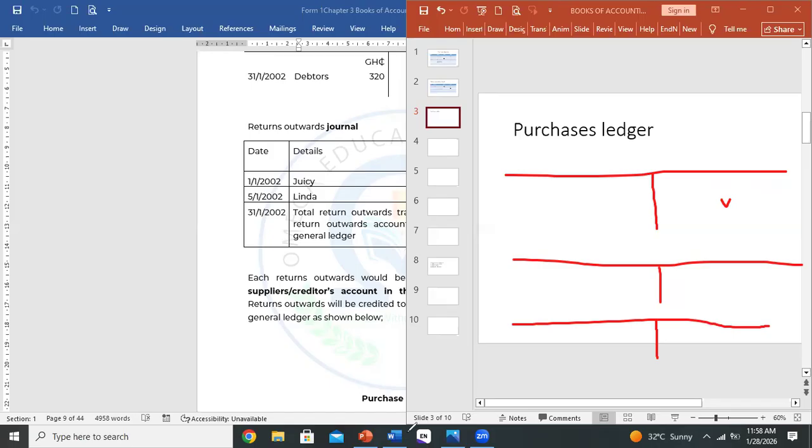That was in connection with Araba. Your return outwards will appear in Araba's account at the debit side, because when you return goods out to a supplier, you debit it. Here, I didn't combine Araba Limited and Araba because they are two different entities. So please, be careful with the naming. We have Araba Limited and Araba, so do well to separate these accounts.